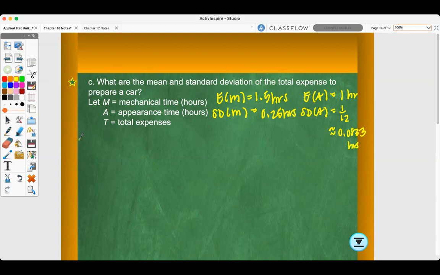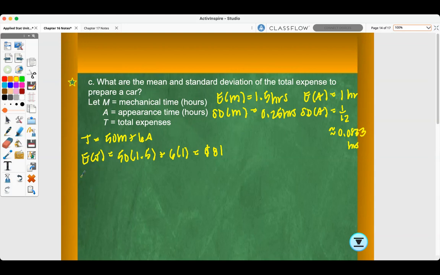So if I want to find the total, my total would be 50M plus 6A, because I have to multiply by how much it costs. So the expected total would be 50 times my expected M, which would be 50 times 1.5, plus 6 times my expected A, which would be 1, and that would be $81. So my expected total expense is $81.